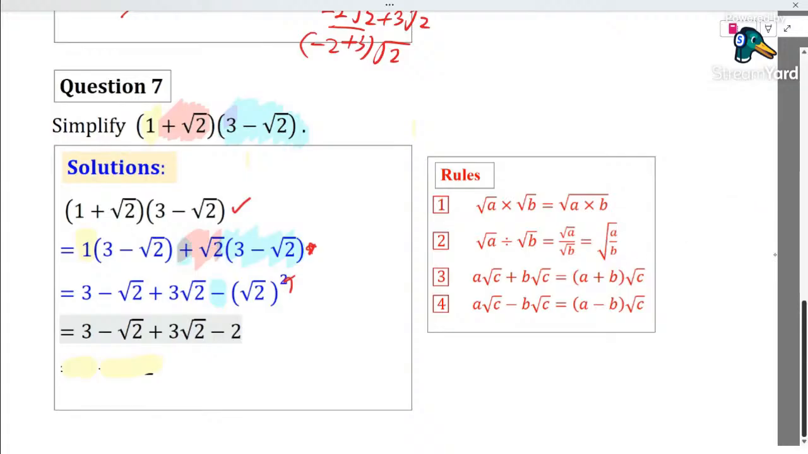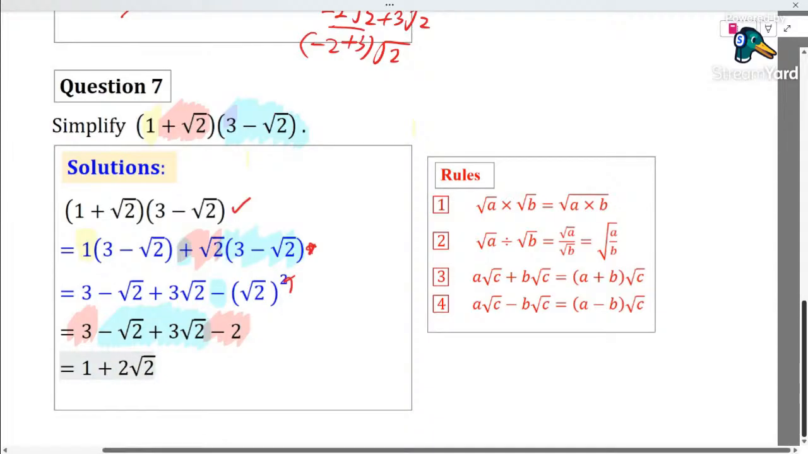Then finally, we simplify our answer. We simplify among the square root of 2 terms. We simplify among the non-square root terms. And as a result, 3 minus 2, I have it as 1. Negative square root of 2 plus 3 square root of 2, I have the result 2 square root of 2. There goes the answer. So this is how we get the answer for question number 7 here.